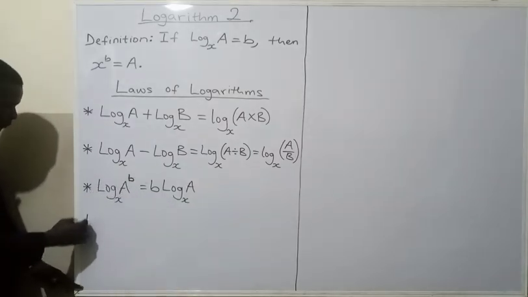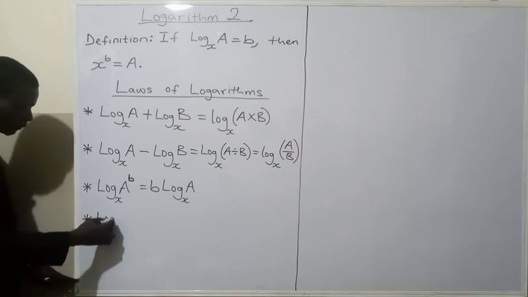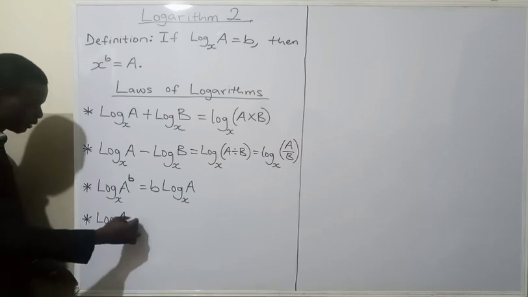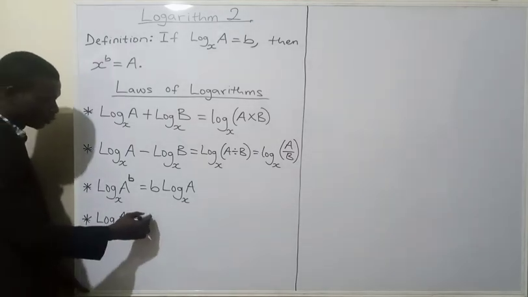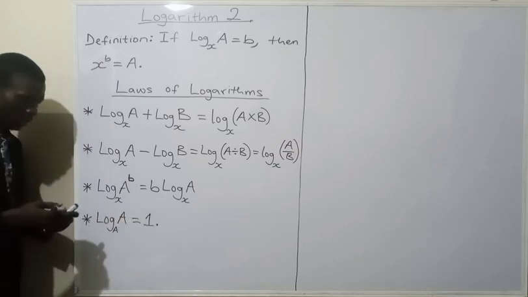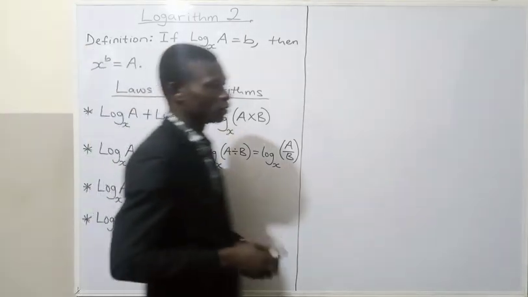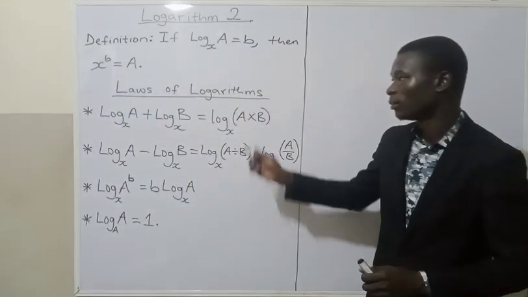And then fourthly, log a to base a, that's log of a number to its base, is going to give us 1. Log a to base a is going to give us 1. Alright, so basically these are the 4 laws of logarithm. When you have these 4 laws of logarithm, you can solve any question at all that comes under logarithm.